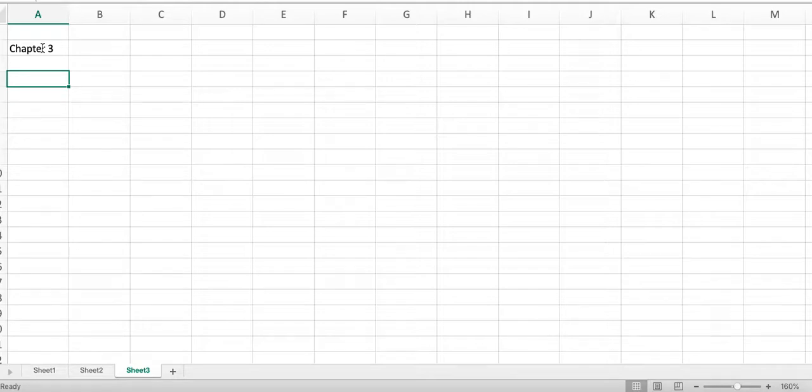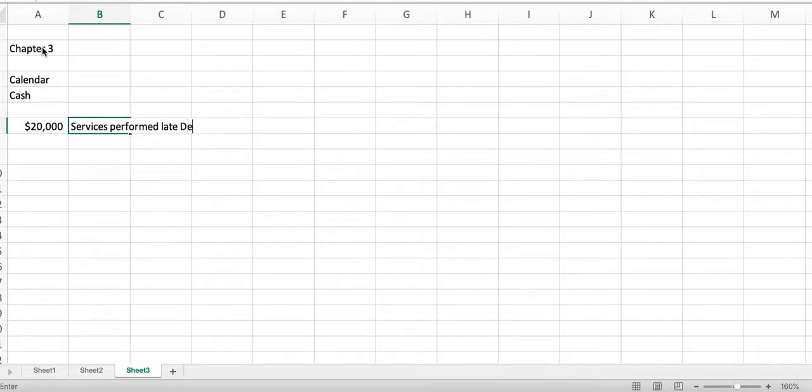I'm going to look at problem number 40 from chapter 3. This one has to do with timing. We've got Manny. He's a calendar year taxpayer. That's important to know, meaning his tax year ends on 12/31. He uses the cash method of accounting, and it's a sole proprietorship. In late December, he performed $20,000 of legal services for a client. So services were performed in late December. Just writing down the facts at this point.